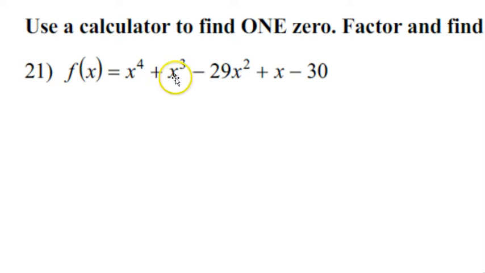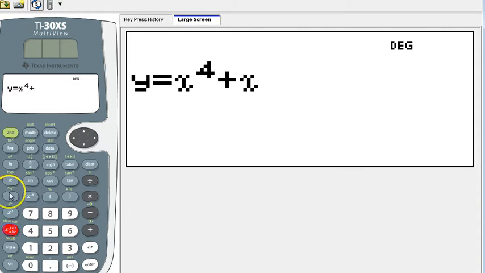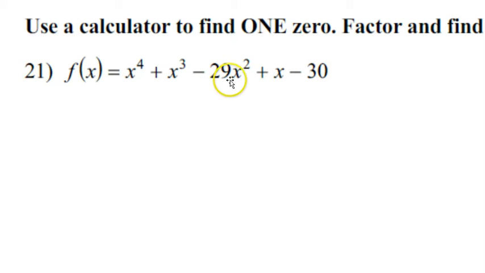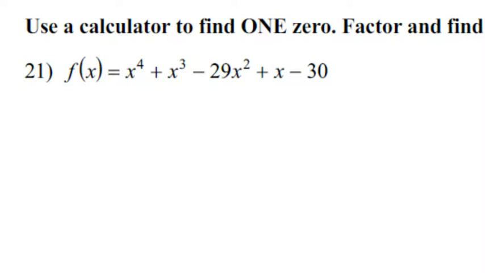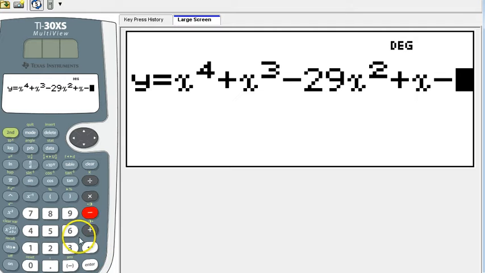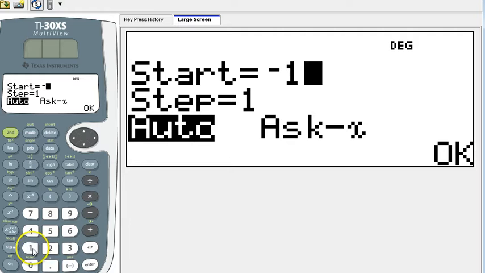So we have x to the 4th power plus x to the 3rd power, then minus 29x squared plus x, and then minus 30. Okay, I like to start at negative 10 because it rarely goes past that.